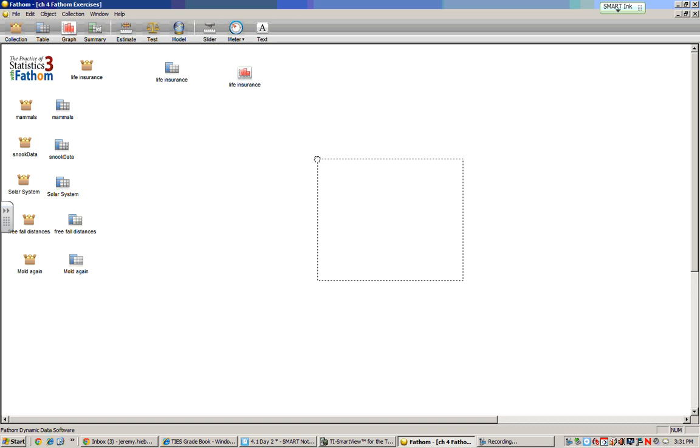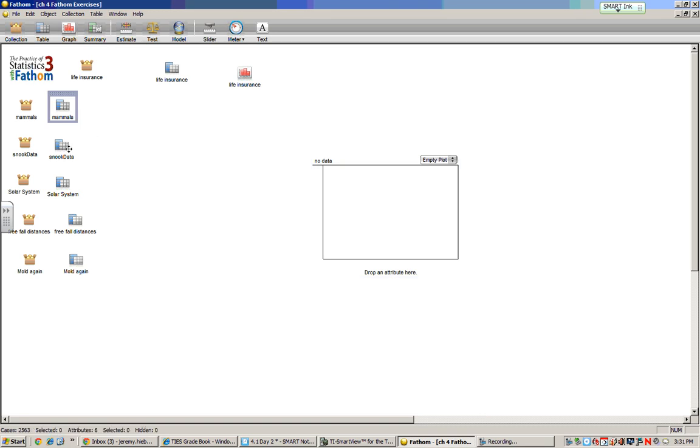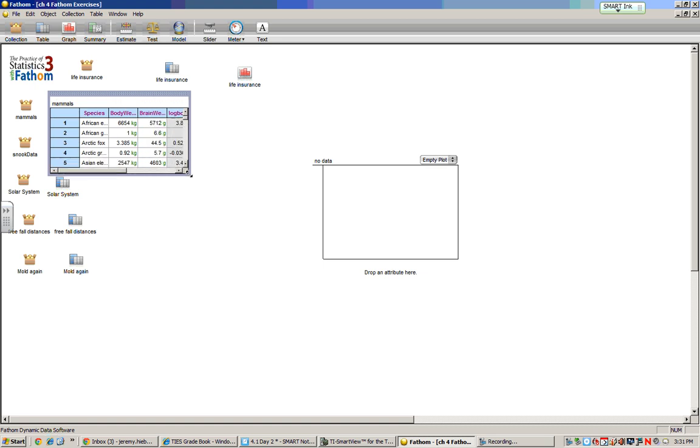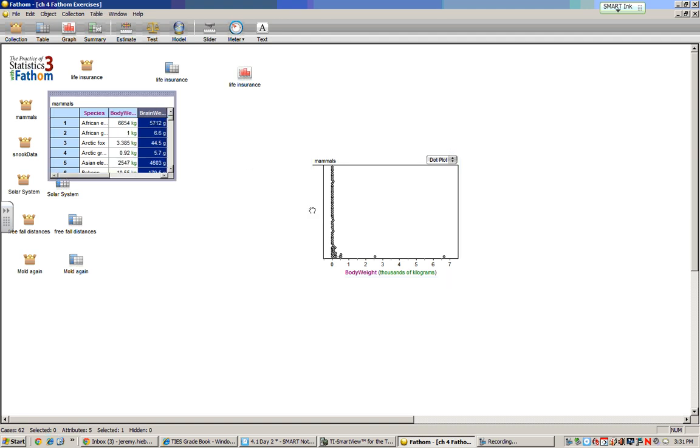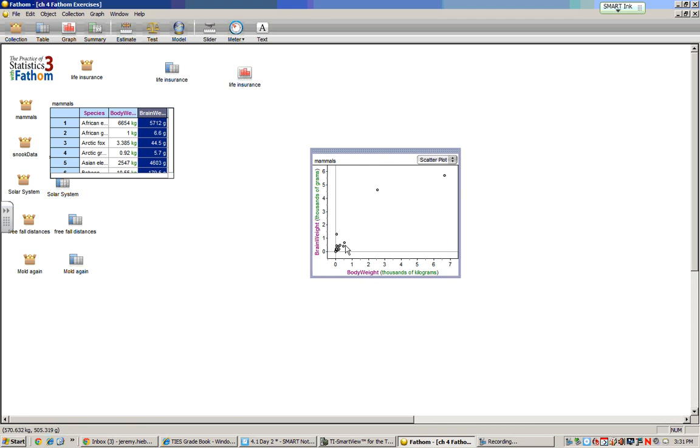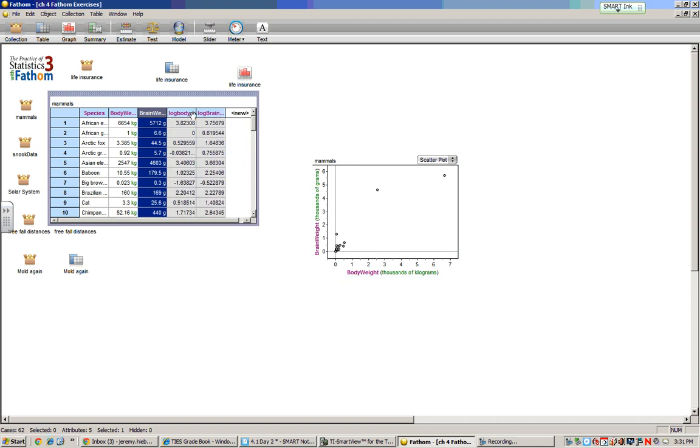Now we can also take another graph. Let's say I look at mammals. If I'm looking at certain mammals, I can take their body weight and their brain weight. Here we go. Now this data doesn't look very good at all. You can see that there's a lot of data here, some data here. So that doesn't look all that linear.